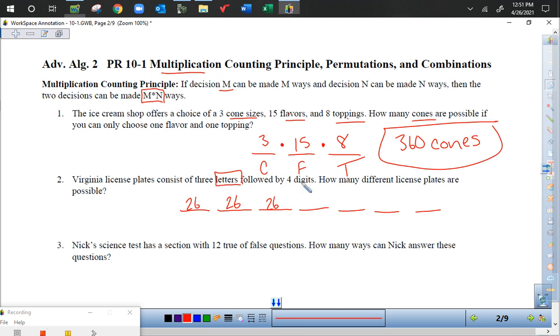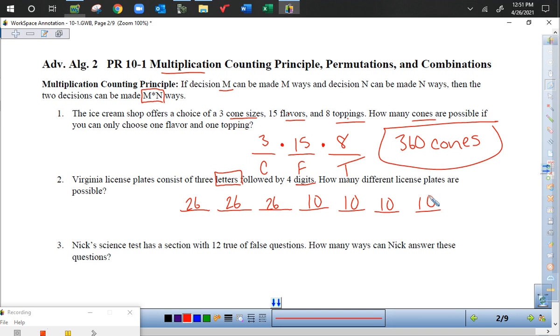Then the 4 digits, we have to think about digits going from 0 all the way to 9. 1 to 9 has 9 numbers. Add in the 0. There are 10. Anytime you see digits, we've got 10 different options. So then we've got 10. Again, repeats are allowed, so 10 all the way through here.